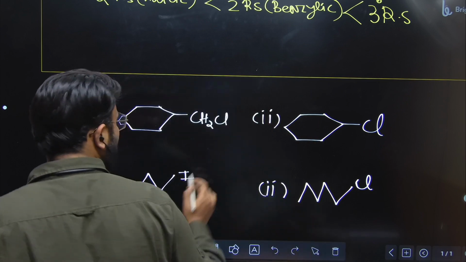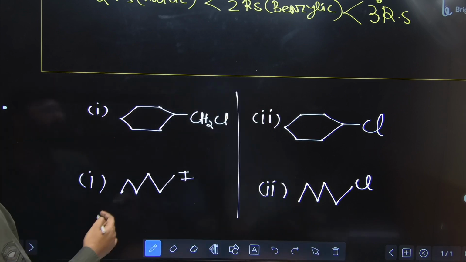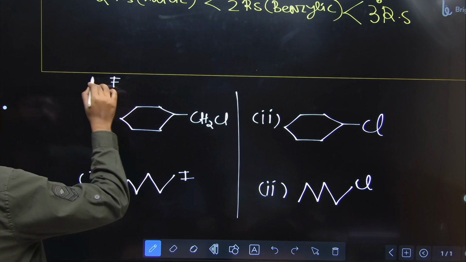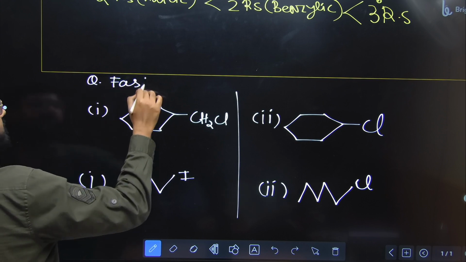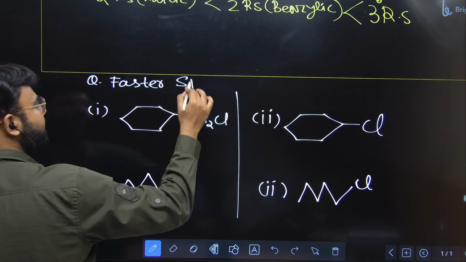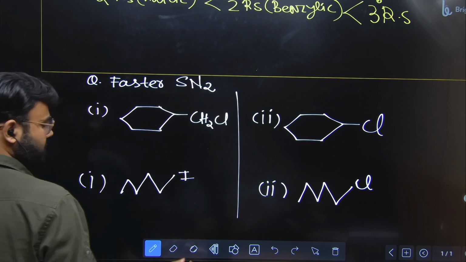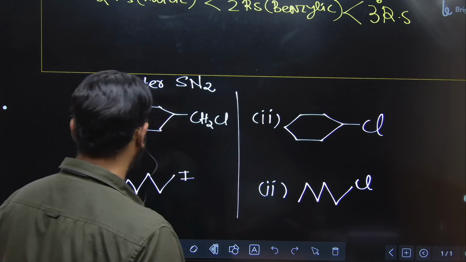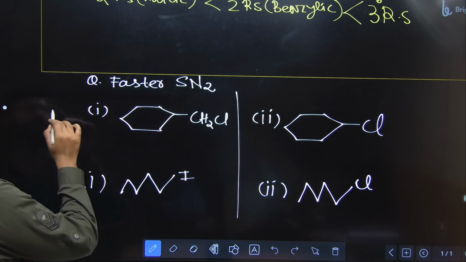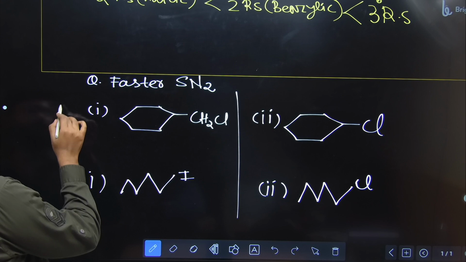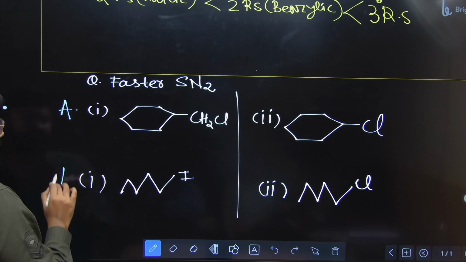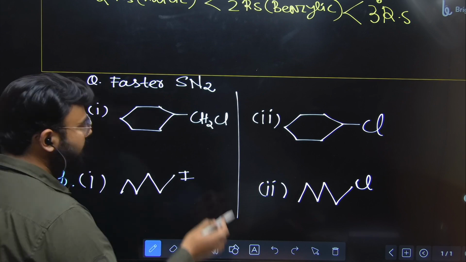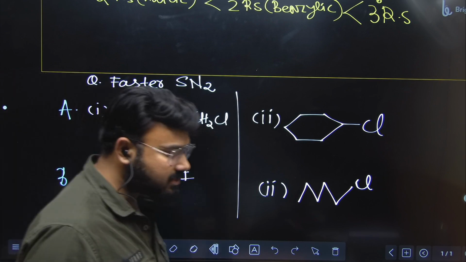Guys, now please understand, the question is which will give faster SN2. Who, the first or second? This is a different question, guys. Let's say this is question number A, and this is question number B. Now tell me which pair will give faster SN2 if you compare these two. First or second, and why?